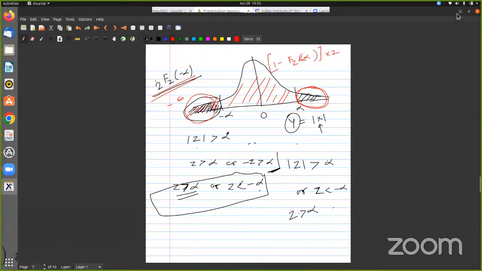Okay, I think it's clear, right? If you are not clear, once again go through that. Maybe if you see it, it will become clear.